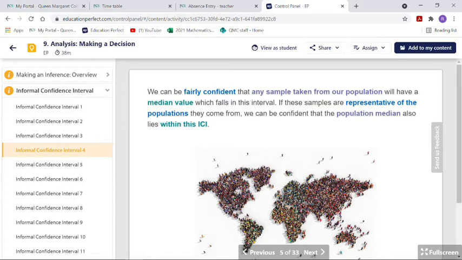That's another phrase I'm going to be looking for that you'll see in the sentences we talk about. So you don't need to worry about it now, but you need to be aware. You cannot say, I am confident, right? This is an informal confidence interval. It is, you are fairly confident. I can be fairly confident.